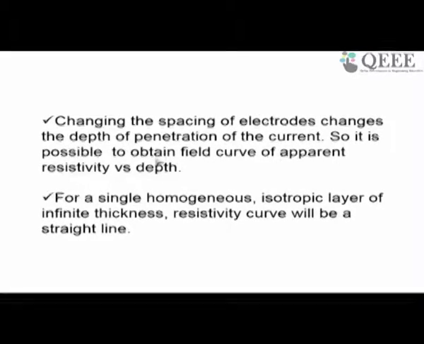For a single homogeneous isotropic layer of infinite thickness, the resistivity curve will be a straight line, as I mentioned. For single layers where there is no change in the resistivity, you will get a straight line.